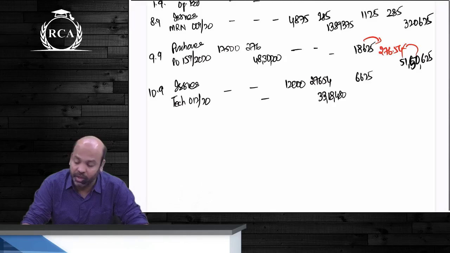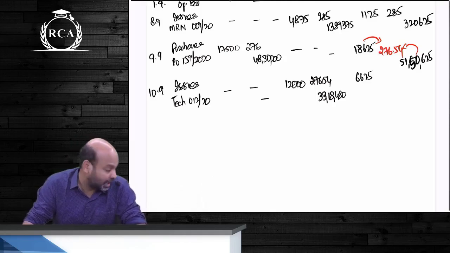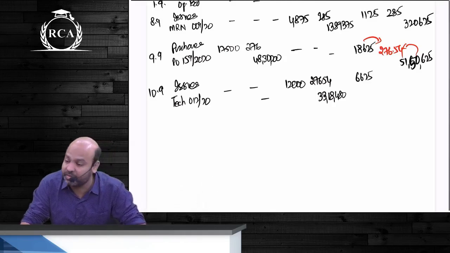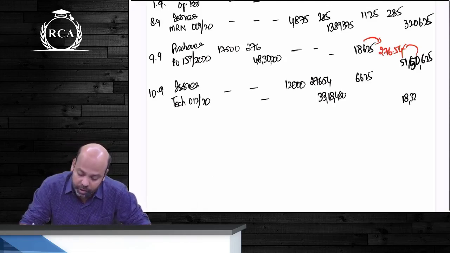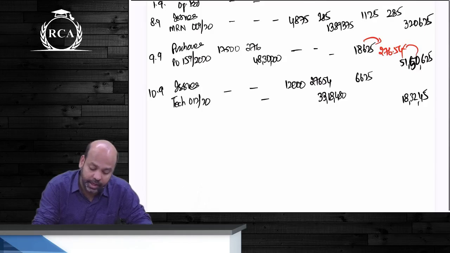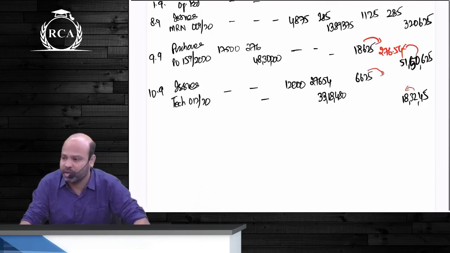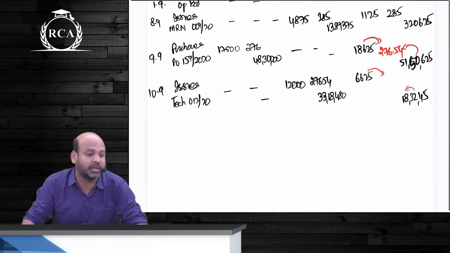So 51 lakhs 50,625 minus 33 lakhs 18,480. Now, guys, when you divide them, the average cost per unit might change by a paise. That is only because of that rounding of error. How much is that?